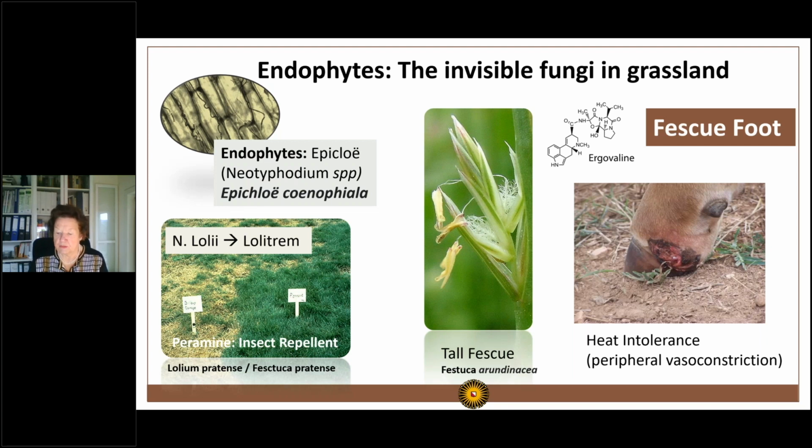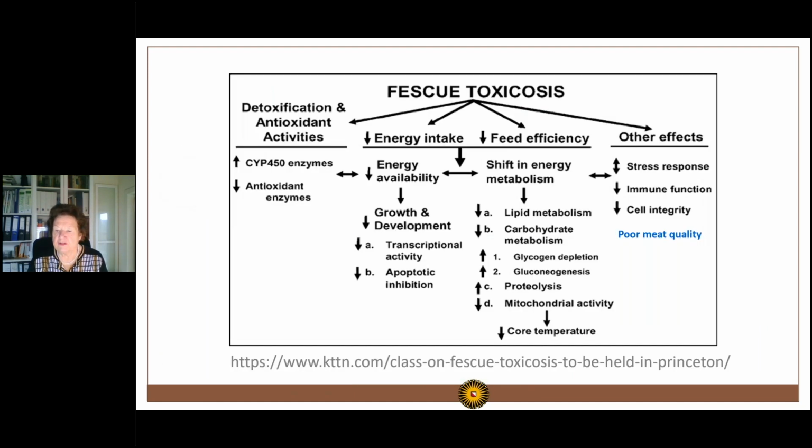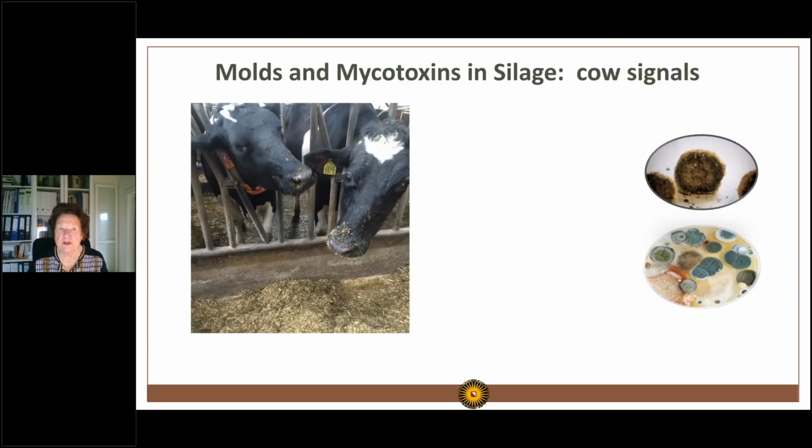and conveys also heat intolerance due to the peripheral vasoconstriction. Now, these have been studied very much at the University of Kentucky, and this slide I simply borrowed from their website, and you see that they already start to discuss the multiple metabolic effects mycotoxins can have on energy intake, feed efficiency, and other effects. This is the first example, and I will go further without explaining this in detail, because it is in principle what we see with all these silage molds.